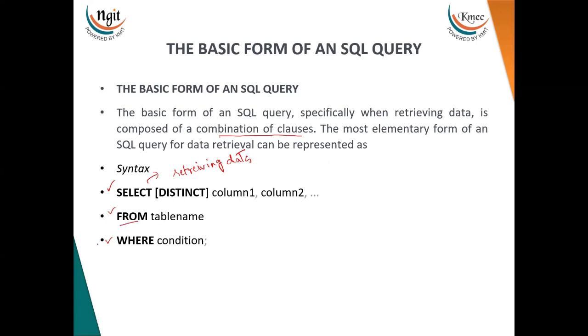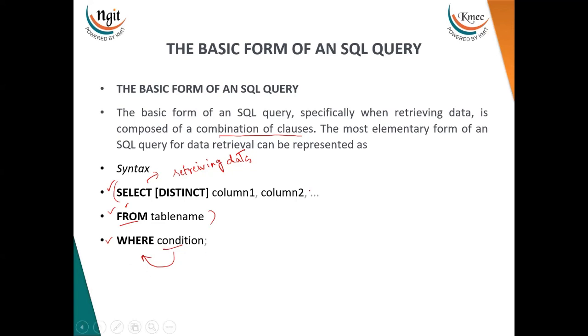Similarly, from is another clause which comes under the basic form of SQL. The purpose of using from is, in order to get the data from one particular table, you have to specify the table name followed by this from clause. Not only this, you can also make use of a condition. If the condition is met, then the tuples are retrieved from the table. When a condition is used, it must be followed with the where clause. So this is how you work with select, from, and where clauses in the basic form of an SQL query.